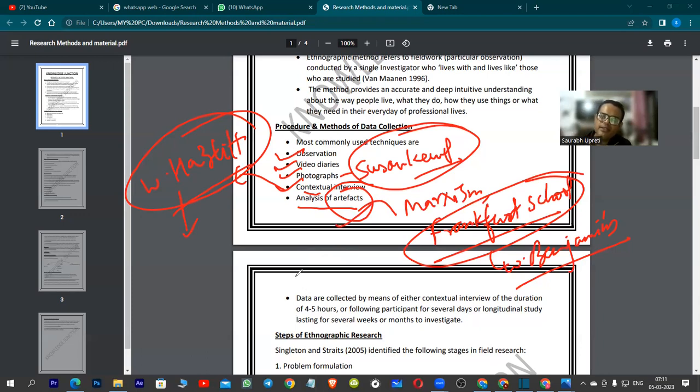So an artifact is any important tool or any important article which is of cultural significance. It can be a photograph, it can be an image, it can be a sculpture. It can be anything that is historically and culturally significant, right? So that is also something we study in ethnography.